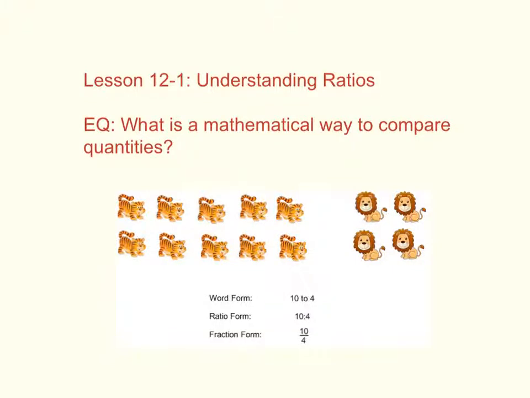This is lesson 12-1, Understanding Ratios. Our essential question: what is a mathematical way to compare quantities? And here are the three ways that we write ratios. They're comparing the tigers to the lions. 10-4 is the ratio, and they show that in the three different ways.